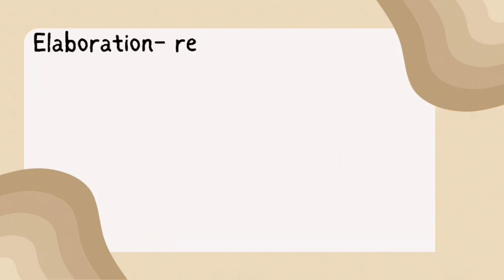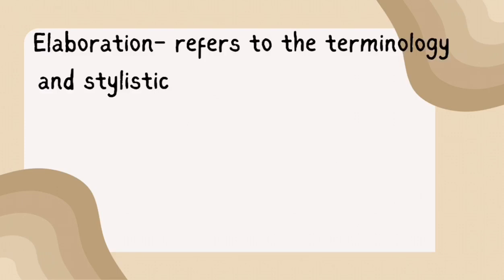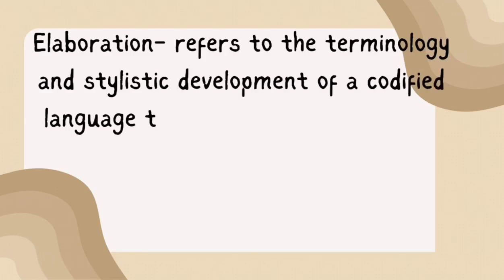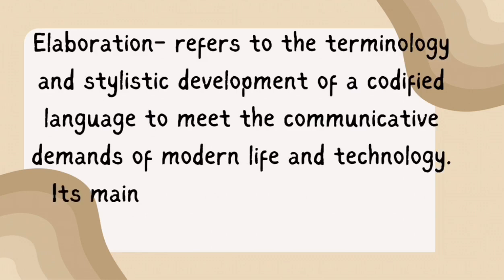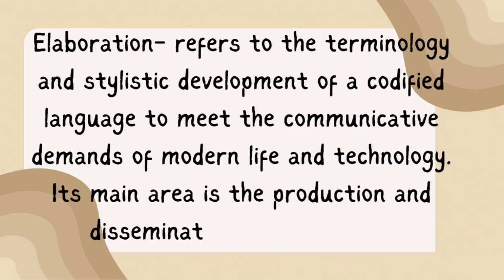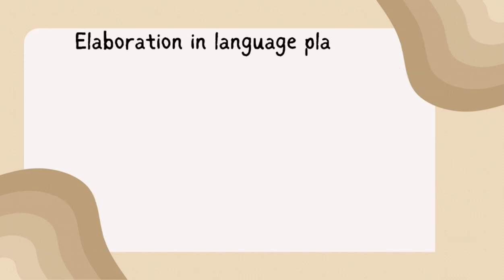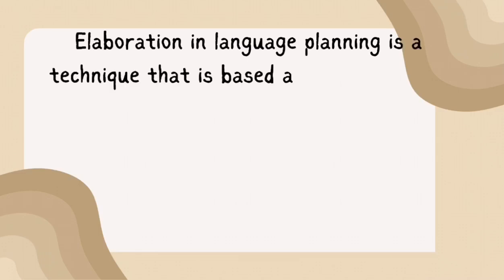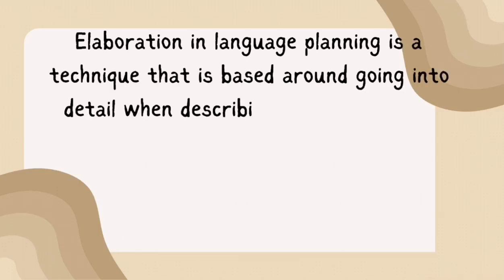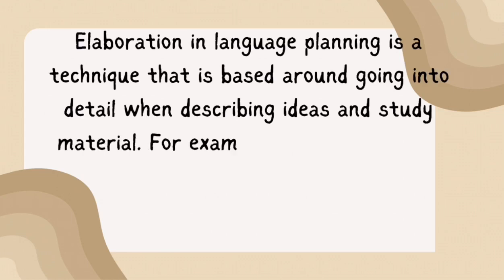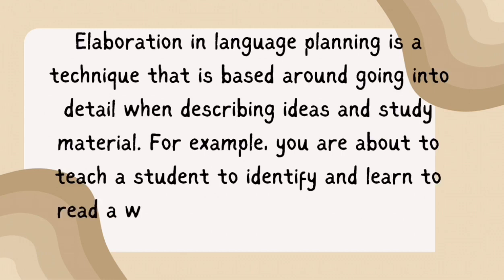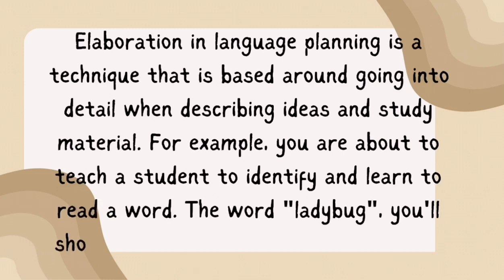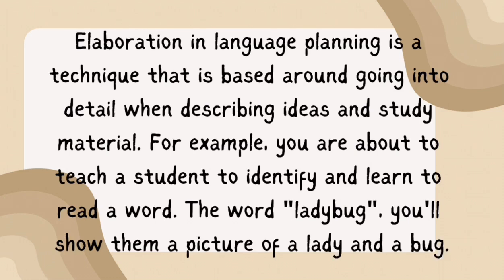And the last one is elaboration. It refers to the terminology and stylistic development of a codified language to meet the communicative demands of modern life and technology. Its main area is the production and dissemination of new terms. On the other hand, elaboration in language planning is a technique that is based around going into detail when describing ideas and study material. For example, you are about to teach a student to identify and learn to read a word. The word is ladybug. You'll show them a picture of a lady and a bug.